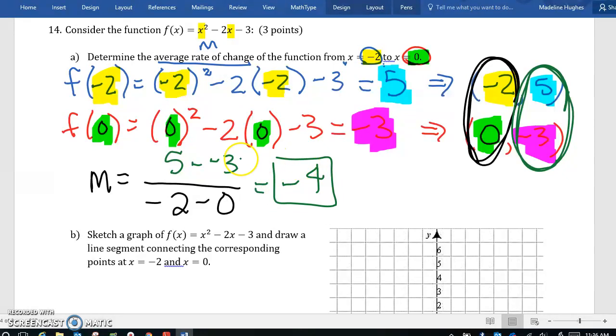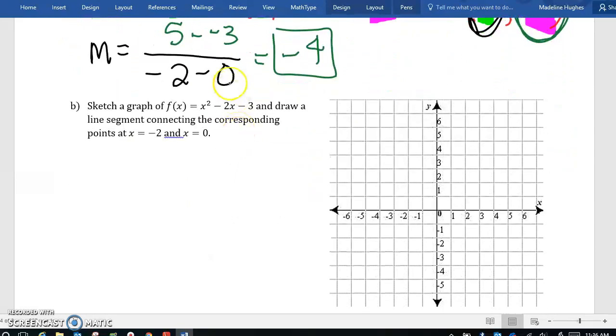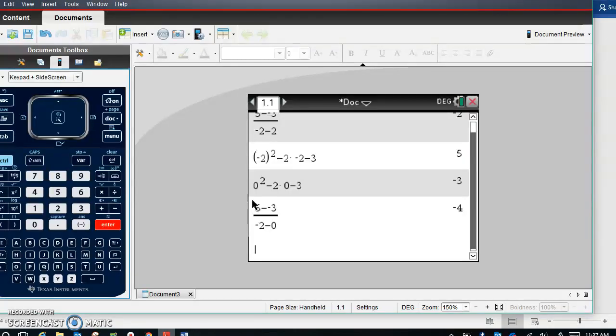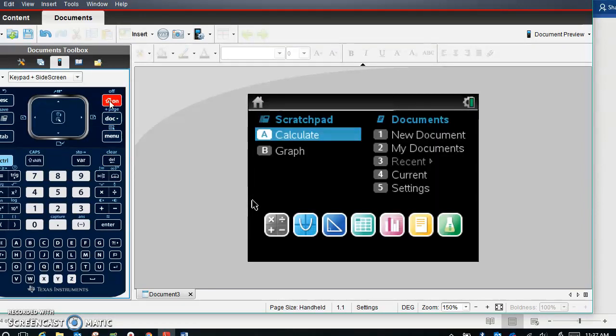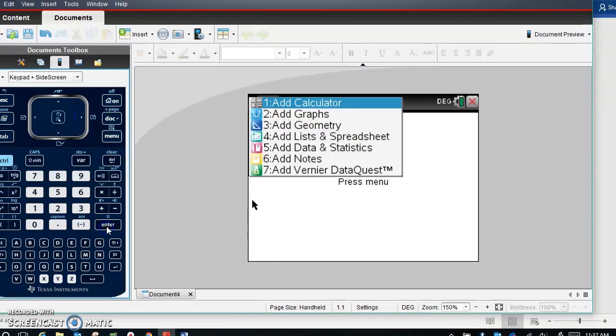Okay, so then part B, sketch a graph of this f of x equals x squared minus 2x minus 3, and draw a line segment connecting the corresponding points x equals -2 and x equals 0. So I can do this and put this right into my calculator to help me graph this here. So again, back over to the calculator. I'm going to click the on button, and I'm going to go over to a new document. No, I don't want to save this, and I'm going to add a graph.